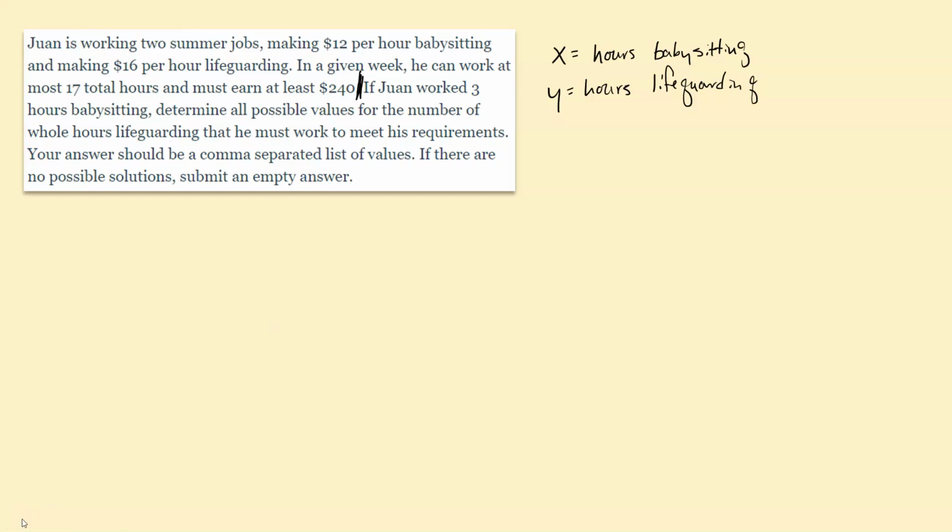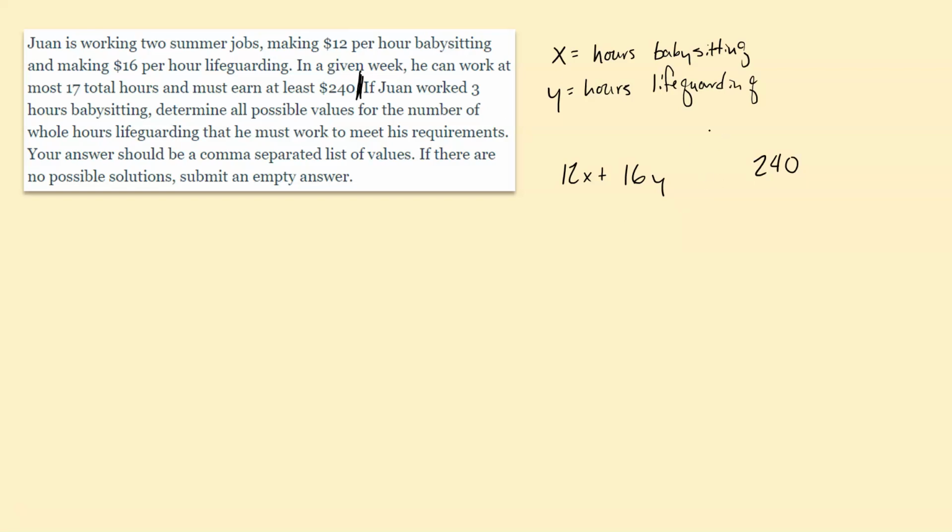So our money inequality would look something like this. So it's the number of hours babysitting multiplied by $12 per hour, plus the number of hours lifeguarding multiplied by $16 per hour. And then our inequality is going to go here, and we're going to set that up against 240.